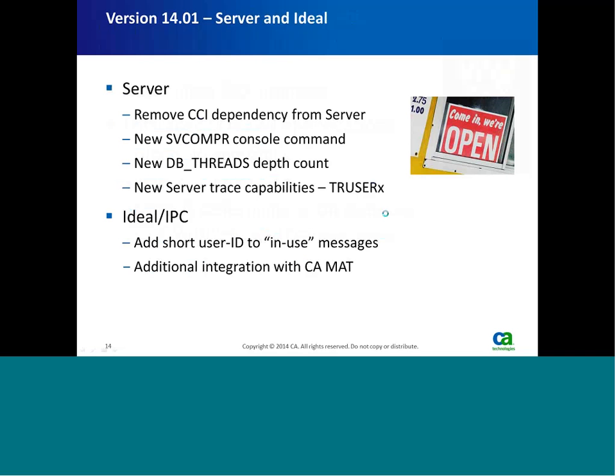For Server and Ideal, we've added a lot of new functionality for Server, removing CCI dependency from Server. You can now basically run Server without CCI, both on the PC and the mainframe. Adding a new console command to do what the old batch utility did. So you have the ability to do server shutdown through a console command. The DB threads depth count gives you the capability of seeing just how many threads Server allocates to Datacom. Well, how many of those threads did you actually use? And we've added new trace capabilities.